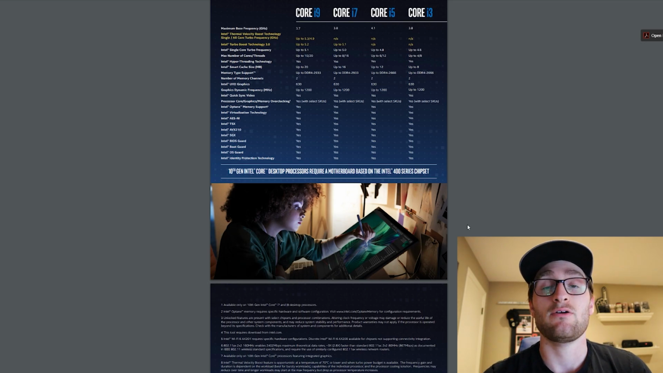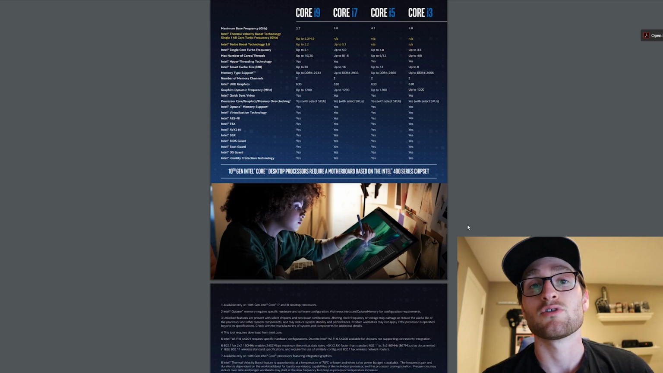Below the 10900K, we have the Core i7 10700K, 3.8 gigahertz base clock. This thermal velocity boost doesn't apply to this chip, only the 10900K. And we have a turbo boost up to 5.1 gigahertz. So again, Intel, plenty of performance when it comes to core clocks, single core clock speed, perfect for gaming.